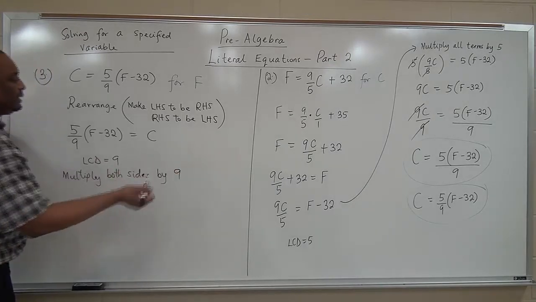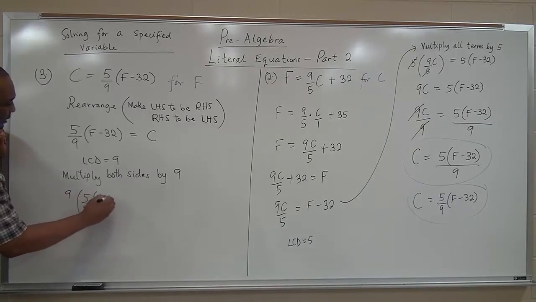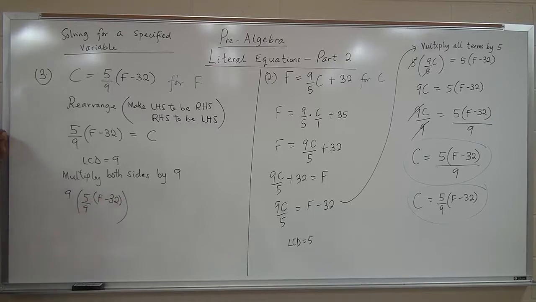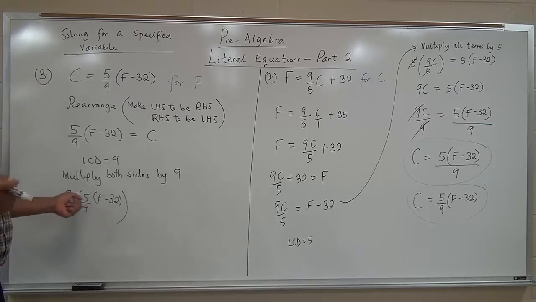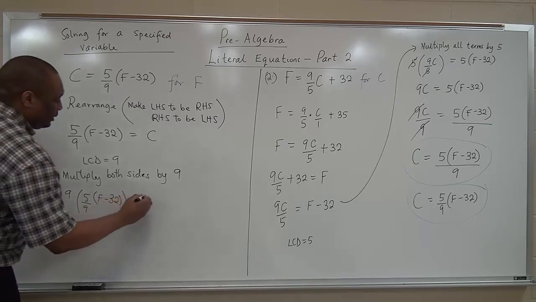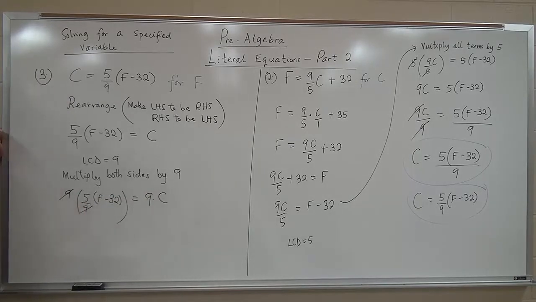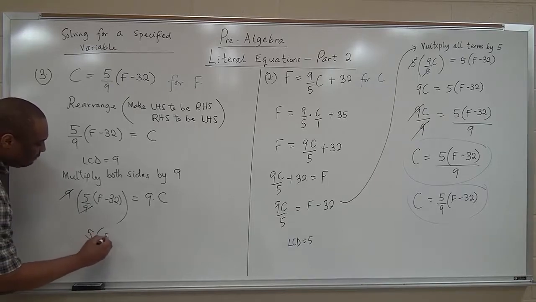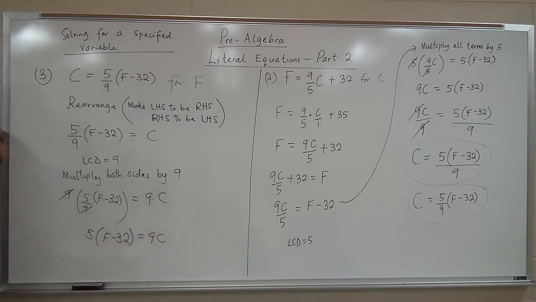This person, I'm just writing it out. So this will be 9 times 5 over 9 times f minus 32. You can write it like this, or you can just put 9 times the dot product. It doesn't matter. Equal to 9 times c. So 9 divides 9 is 1. So this is 5 times f minus 32 equal to 9c.